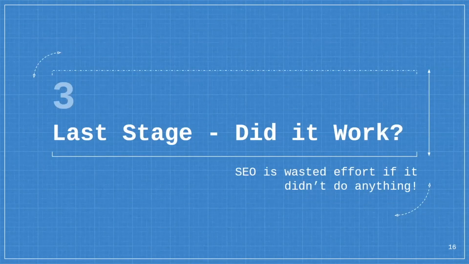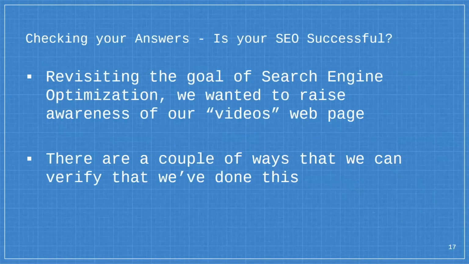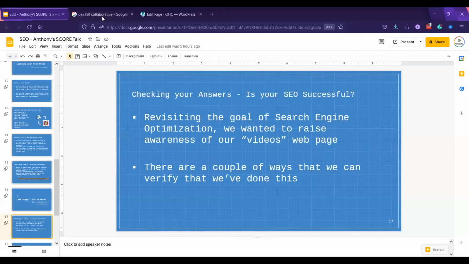And finally, now that we've experimented and tested and did our techno babble, we're going to see if it worked. We're going to observe if there was any change or if we need to return to the whiteboard. It's always pertinent to make sure that your search engine optimization did what it was supposed to do. Otherwise, it's just wasted effort. So we're going to return to our original goal, which was raising awareness of our videos web page. And let's see, did I commit any of those changes? One sec.